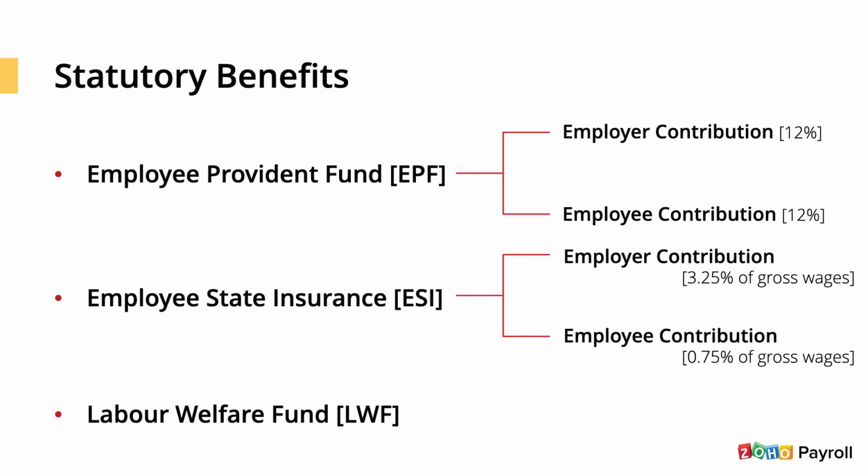First, let's look at the Employee Provident Fund. This scheme provides social security to the employees post their retirement from service. Both employees and employers need to make an equal contribution of 12% towards this fund every month.